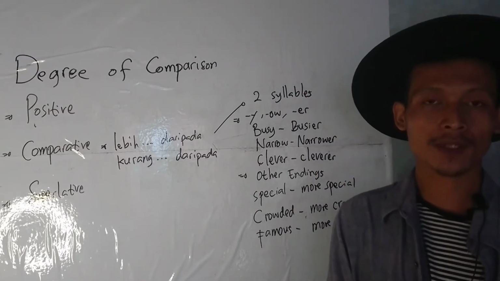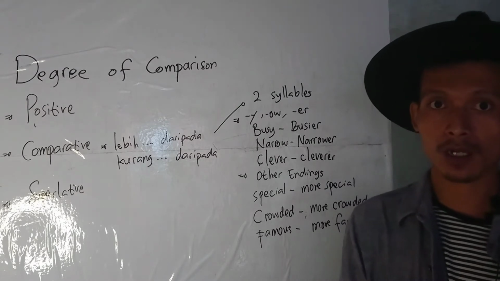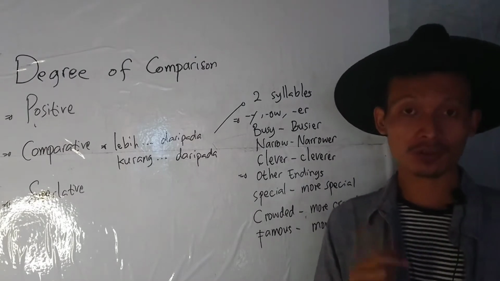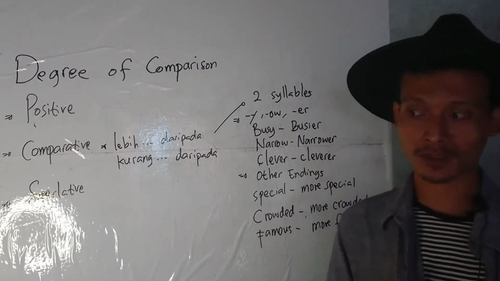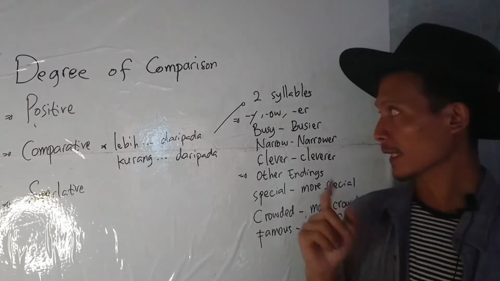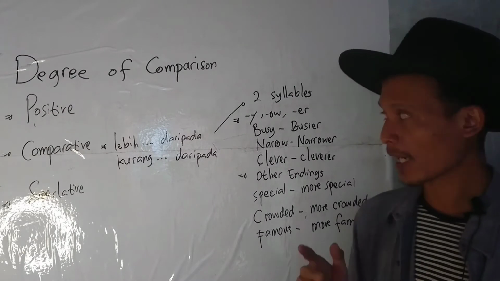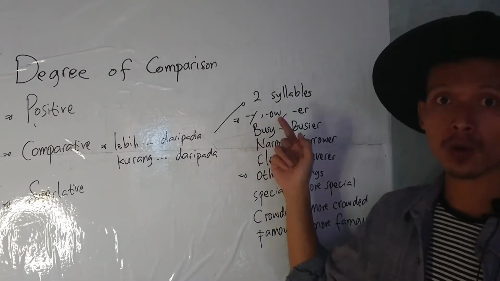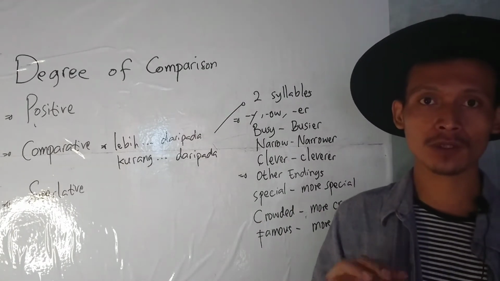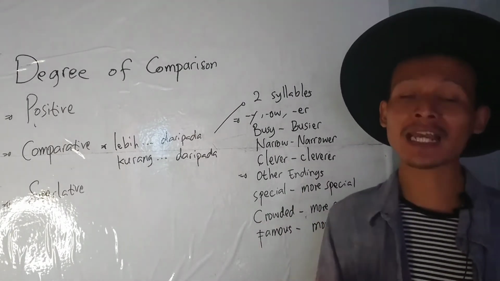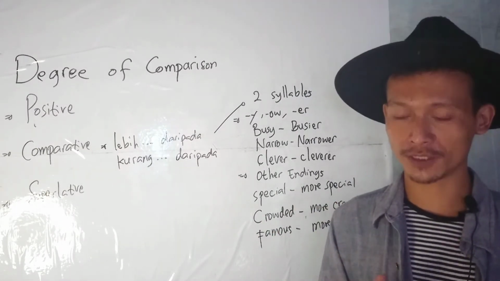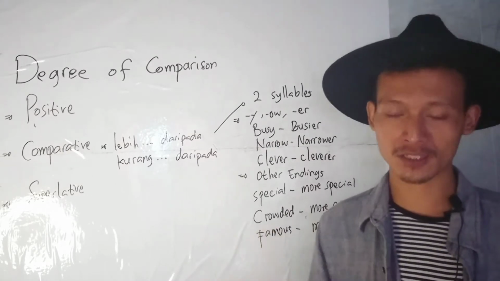Well, what about with the 2-syllabic adjectives? So let's discuss it. For 2-syllabic words or 2-syllabic adjectives, we need a different kind of treatment. So if the adjective has y or ow or er endings, so the concept of the comparative is the same as those adjectives with 1-syllabic word, okay, or 1-syllabic adjectives.